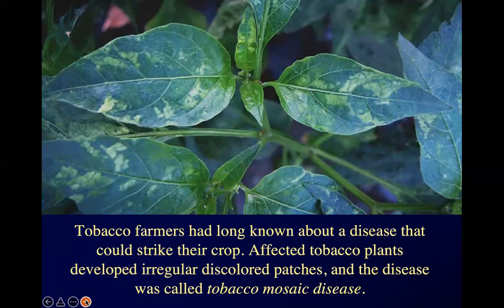Now, scientists in the late 1800s were looking for ways to stop tobacco mosaic disease. Tobacco was an important crop. And they were looking for bacteria that might be causing the infection. Bacteria can infect plants the way that they can infect animals. There are bacterial diseases that your plants can get, but they couldn't find any bacterium that was causing tobacco mosaic disease.